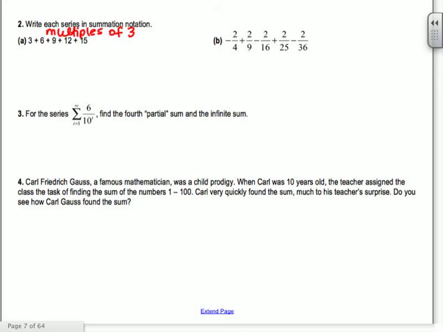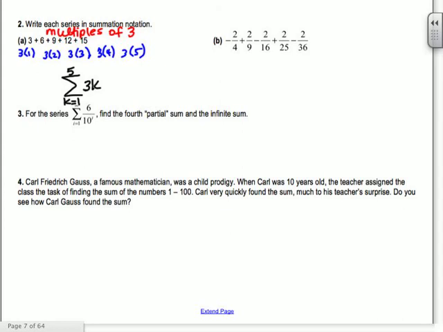So the key is to know that you somehow are using the multiple of 3 thing. This is 3 times 1, that's 3. The next one's 3 times 2, 3 times 3, all the way to 3 times 5. I guess I could have written 3 times 4 in there. So when I set it up, I'm going to put 3k in there, start at 1, and go all the way to 5. And that's your summation notation.